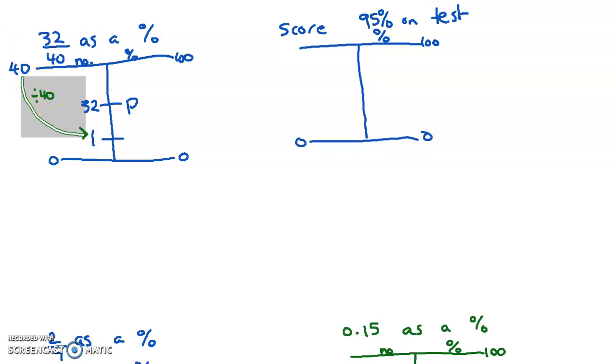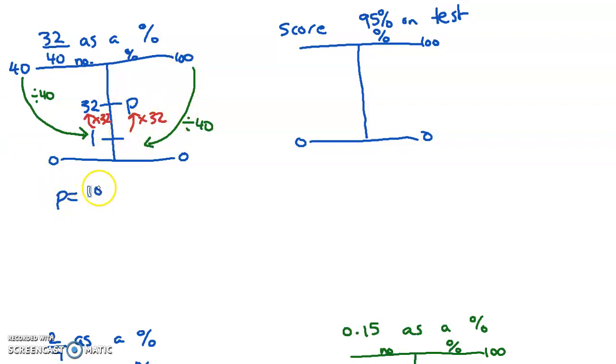And if I know what 1 mark is, could I work out what 32 marks are worth? Absolutely. 1 mark times 32 would tell me how much 32 marks would be. So I'll put those same things on this side. Divide by 40 times by 32. So now my percentage equals, let's follow those arrows backwards. Where did I start? 100. What did I do to it?